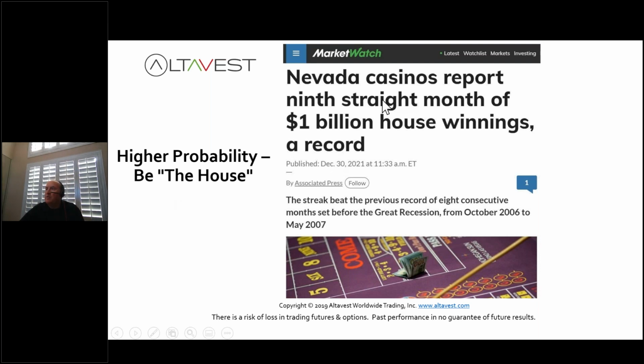So Nevada casinos report 9th straight month of 1 billion house winnings. And that's just simple math. That's all it is. There's math and marketing to get you there and the math to take your money. So they're on the right side of the trade. That's called being the house.